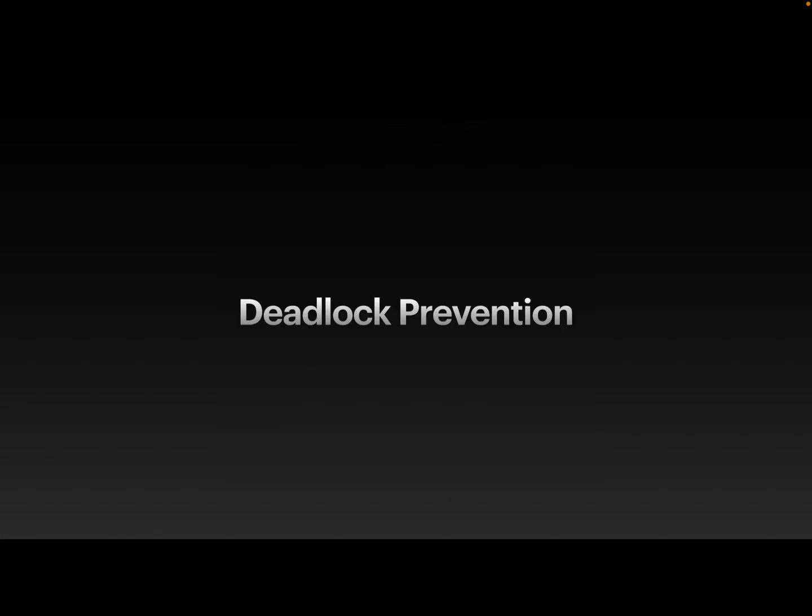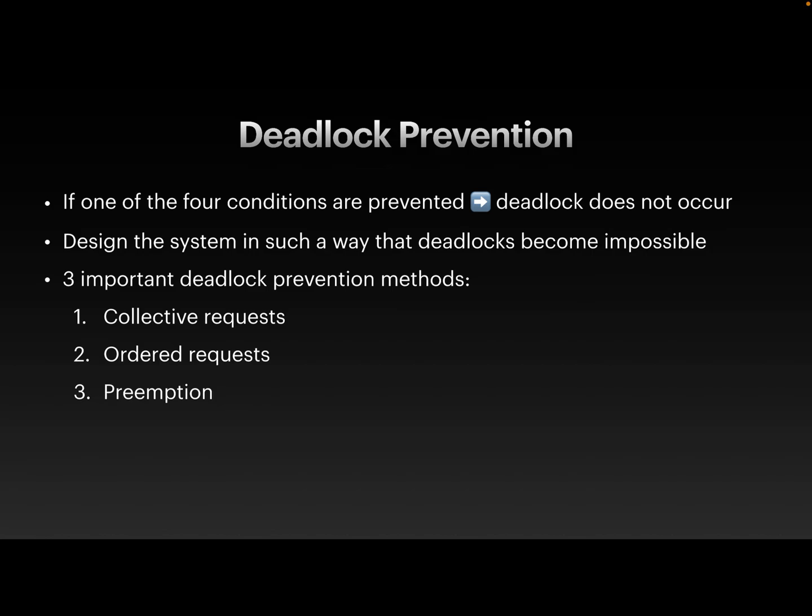Now let's talk about deadlock prevention. If one of the four conditions is prevented, then deadlock does not occur. Also, this approach is based on the idea of designing the system in such a way that deadlocks become impossible. There are three important deadlock prevention methods. They are collective requests, ordered requests, and preemption.